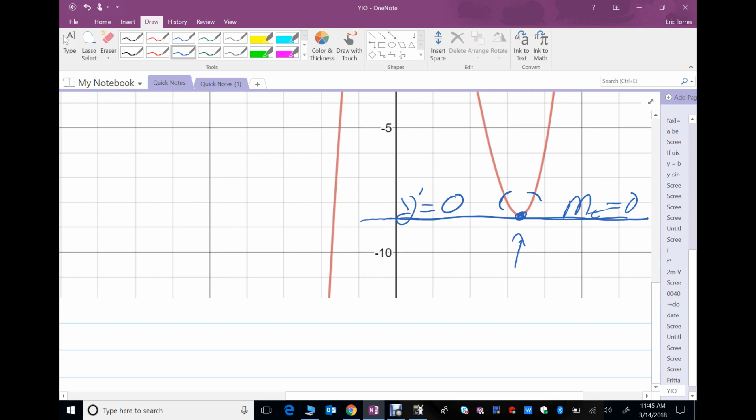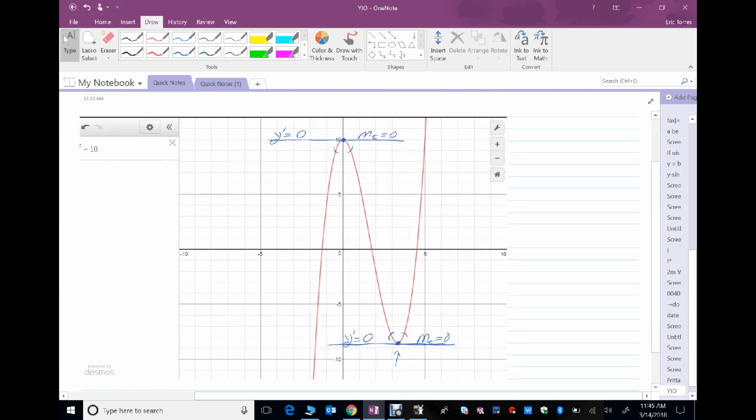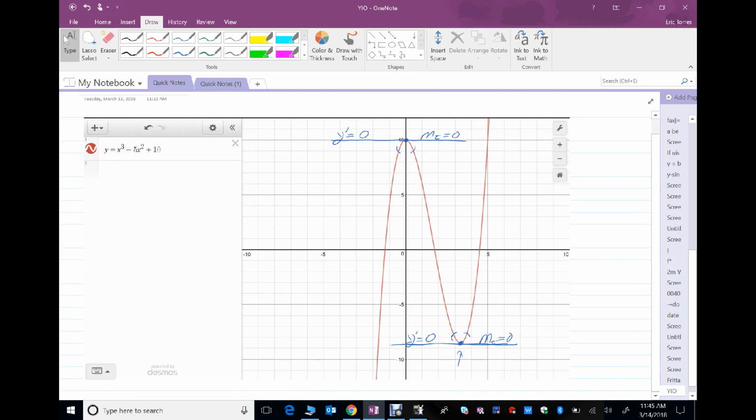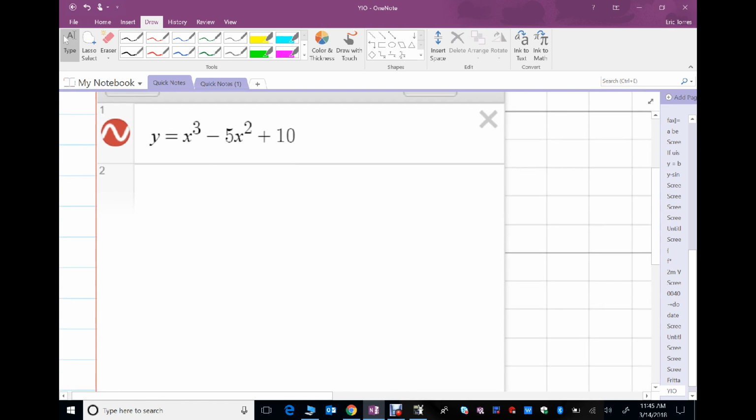So, to find these local regions where the max and the min are, we need to set the derivative to 0. So, I'm going to go to the function over here and just make it larger so you can see my writing, and take the derivative. Y prime equals 3x squared minus 10x. And I'm going to set this equal to 0.